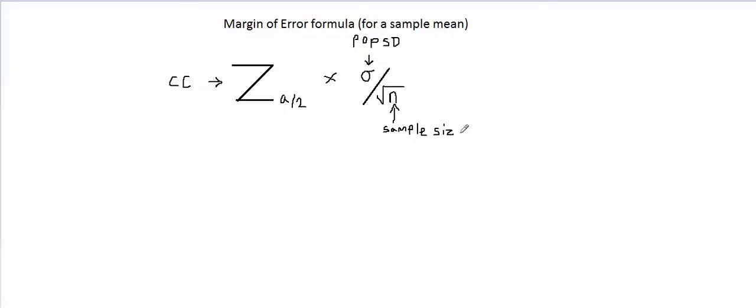So the formula for the margin of error is the confidence coefficient times the population standard deviation over the square root of the sample size. This symbol right here is just a multiplication sign. So confidence coefficient times population standard deviation over the square root of the sample size.